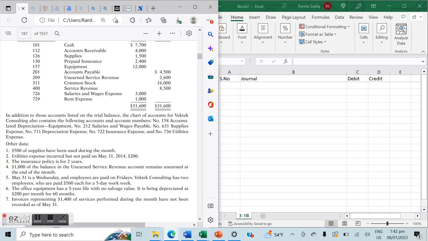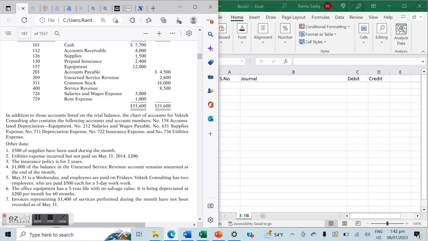So then they go on to saying that in addition to those accounts listed on the trial balance, the chart of accounts for Vektek Consulting also contains the following accounts and account numbers. As we work through this problem, we're not going to work with the account numbers because that's a part of the automation of any accounting software or system. We're just going to be looking at how to do the journal entries with those specific account titles.